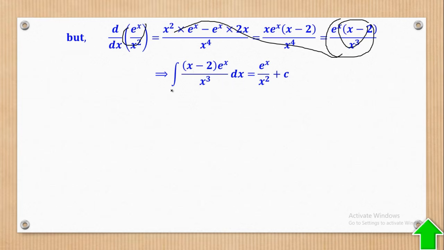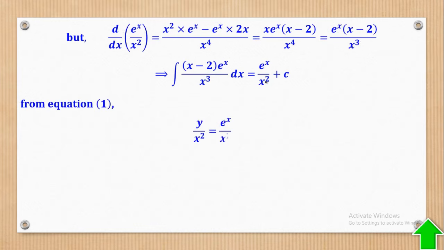That is why you can come here and conclude that this integral is equal to this plus c. Therefore, I'll go back to equation 1 and substitute that for that integral to come up with that. Then multiplying throughout by x squared gives you that.